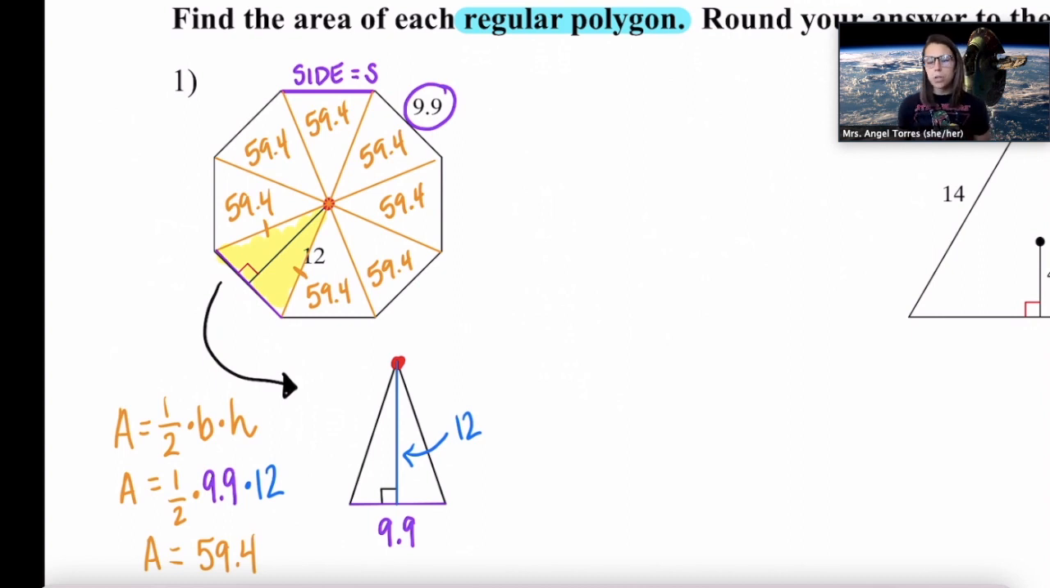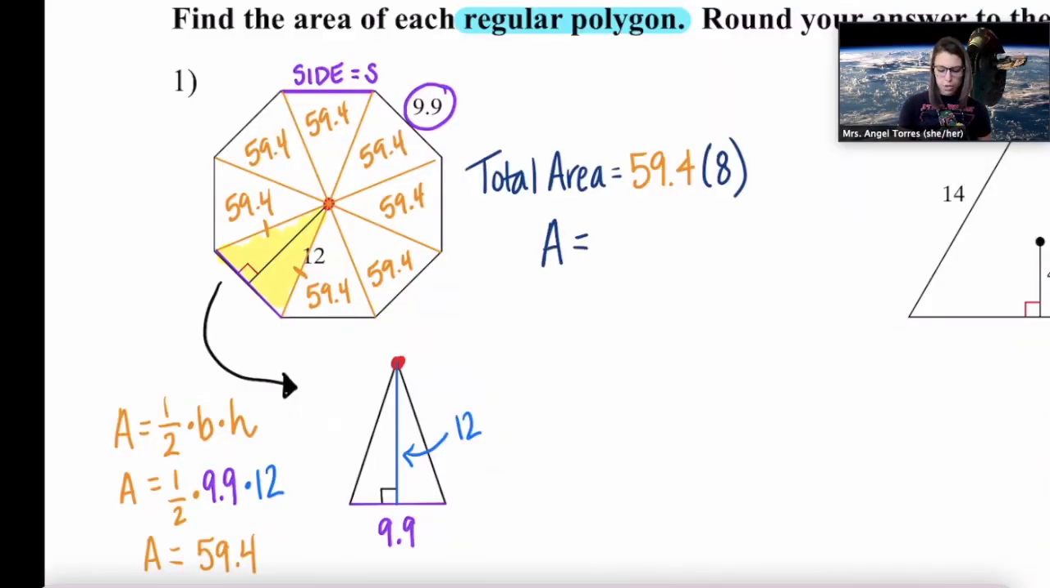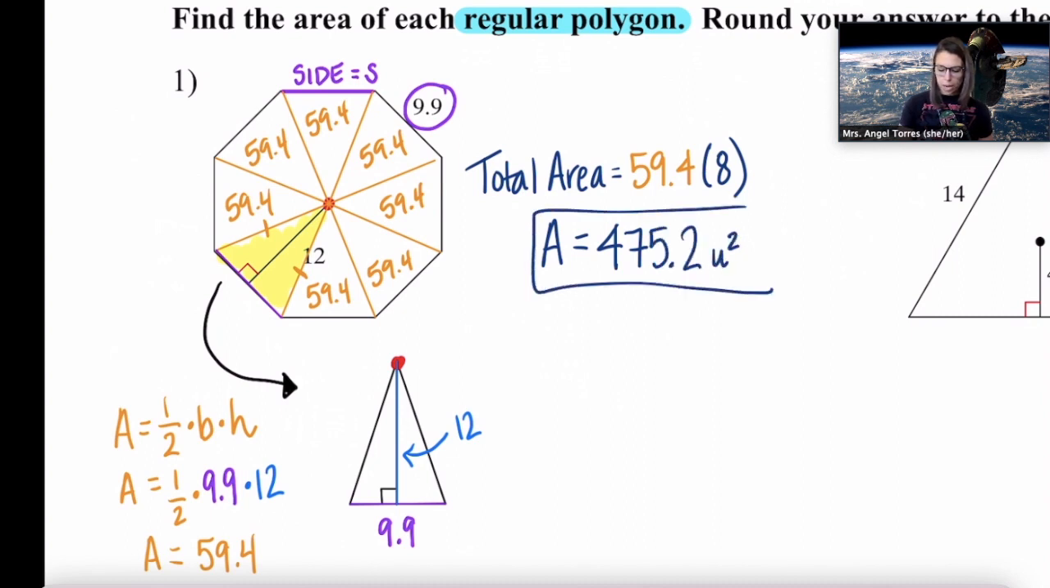Well, how many triangles are there? There are 8 triangles because this octagon has 8 sides. So to find the area of the octagon, we would just take the area of one of those triangles, 59.4, and multiply it by 8. Grab a calculator, and this total area is 475.2 units squared.